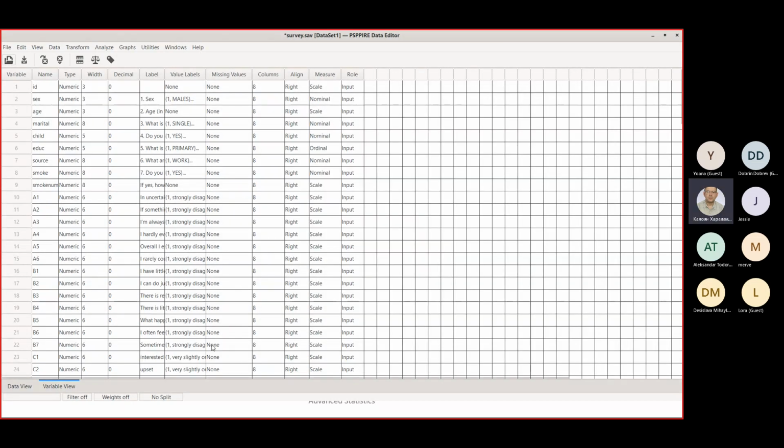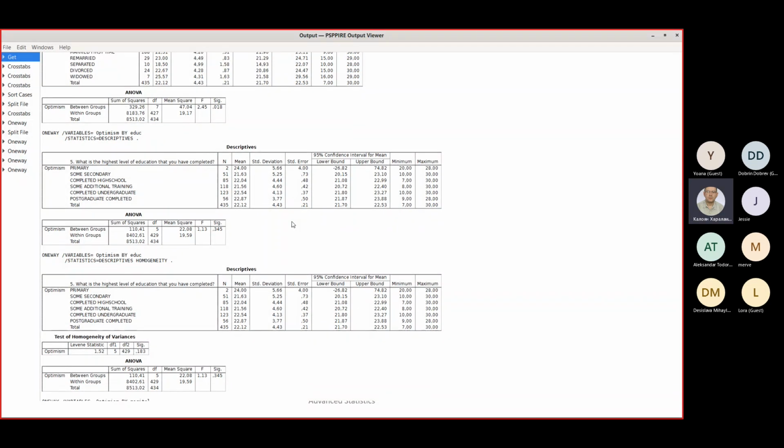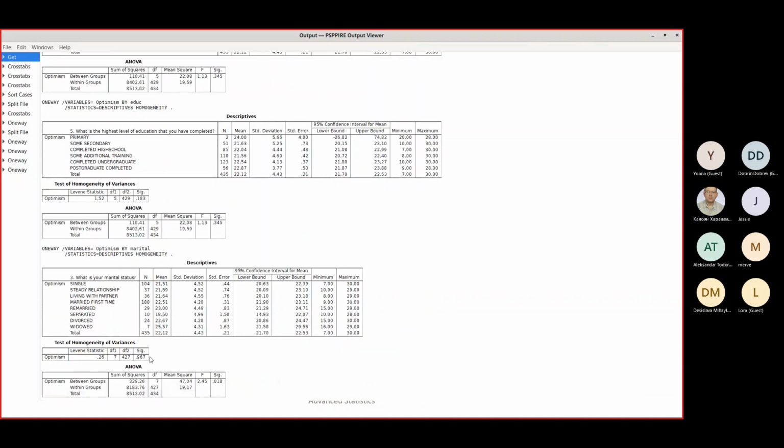So now the significance level of the test of homogeneity of variances is 0.967, or 96.7%. This value is larger than 5%. That means that we must accept the null hypothesis, and that means that the variances in all groups are equal.